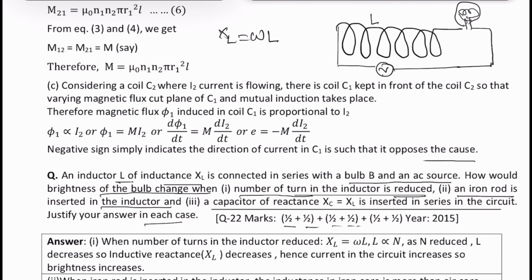Now on which parameter does L depend? L depends on the number of turns. Higher the number of turns, higher will be the L. Now if the number of turns is reduced, then what will happen? L will reduce, because L is proportional to the number of turns in the solenoid. More turns, more will be the value of L. If N is reduced, L will reduce. If L is decreased, then XL, the resistance offered by this inductance, means inductive reactance, will decrease.